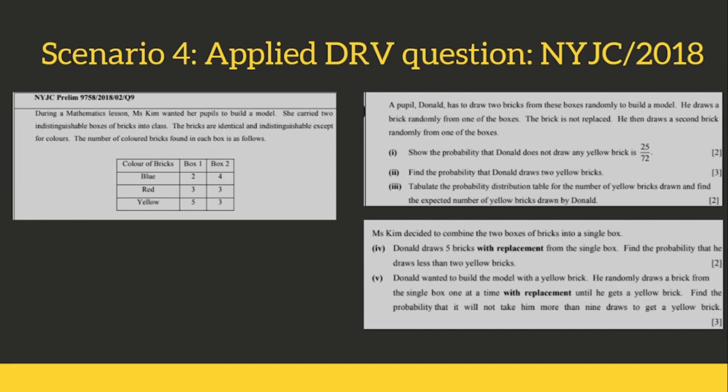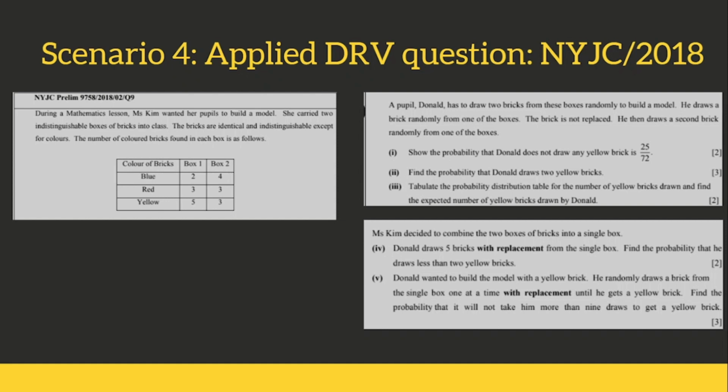So our pupil wants to draw two bricks from these boxes to build a model. He draws a brick randomly from one of these boxes. The brick is not replaced, and he then draws a second brick randomly from one of the boxes. It asks you to find the probability that he does not draw any yellow brick, then the probability that he draws two yellow bricks, then to tabulate the probability distribution table of the yellow bricks. So that's the first part.